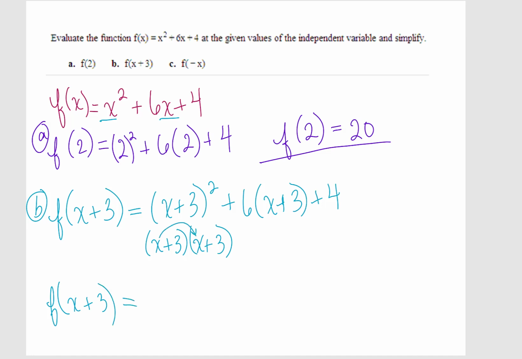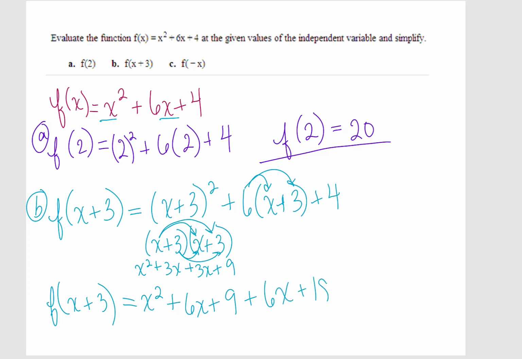So I distribute. To each of those terms, I get x squared plus 3x. And I take this second term and distribute it to each term. So plus 3x plus 9. Then we'll simplify it down here. x squared, I combine like terms to get 6x in the middle there, plus 9. And that was just my x plus 3 squared. So now I'm distributing this and drop it down. Plus 6x plus 18 plus 4. Lots of room for error, so be careful there.